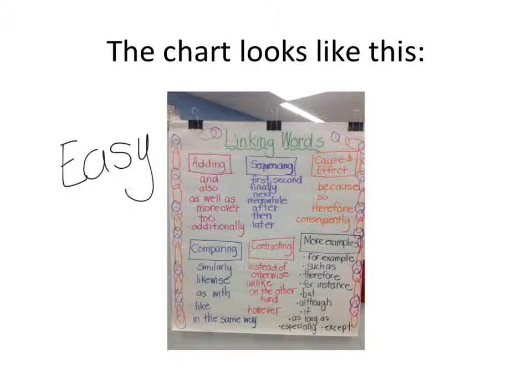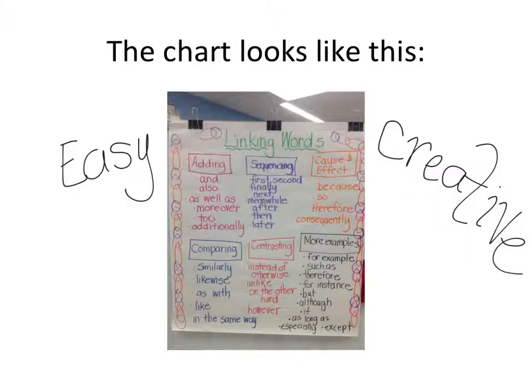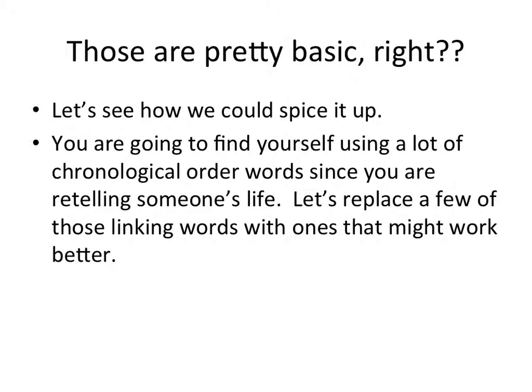You've been really zeroing in on being able to use these linking words in your paragraphs, and now it's time for you to get a little bit more creative. So, this video is going to show you how you can go beyond just these basic linking words into some ones that will add details to your paragraph. This seems pretty basic, but we're going to see how we can spice it up. So you're going to find yourself using a lot of chronological order words because you're retelling someone's life and it should go in order. So I wrote a paragraph that I thought we could replace a few of those linking words with ones that you think might work a little bit better.